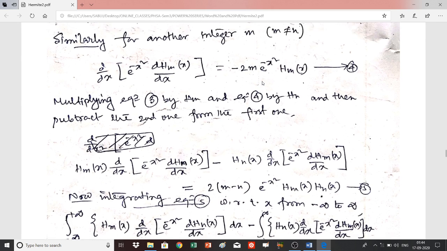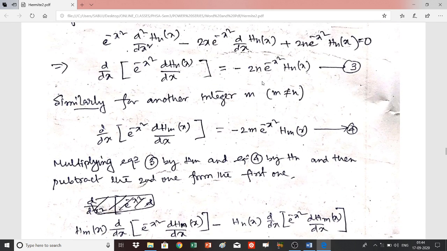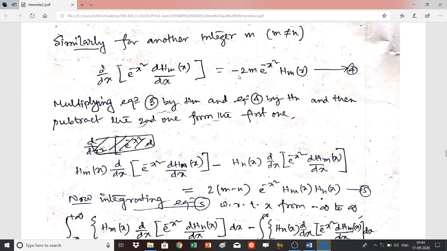And from the right hand side, here you see the right hand side is minus 2n e to the minus x square H_n(x), and since we have multiplied this equation by H_m(x), this will give you minus 2n e to the minus x square H_n(x) H_m(x). Similarly, in the right hand side you will also have minus 2m e to the minus x square H_m(x) H_n(x).